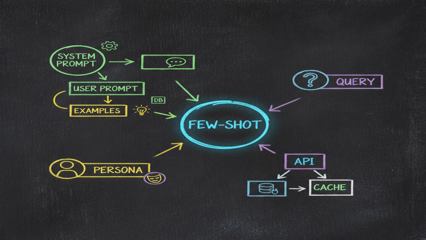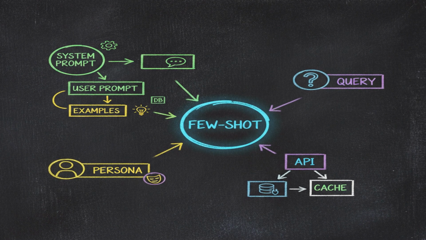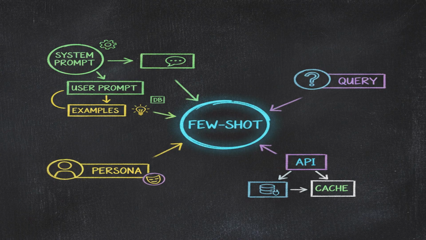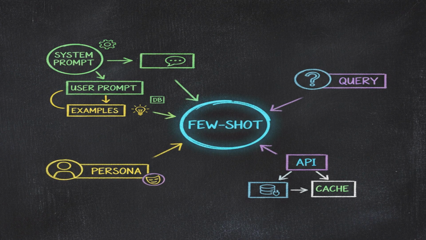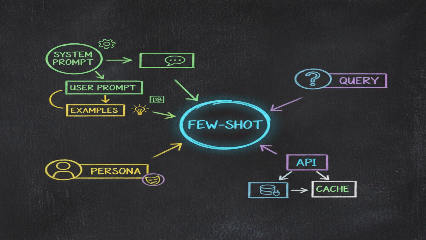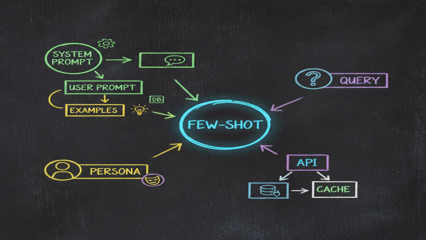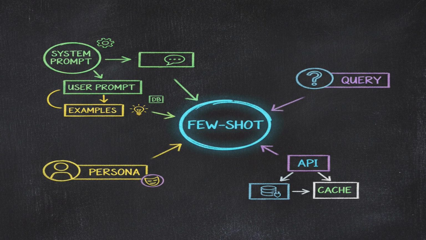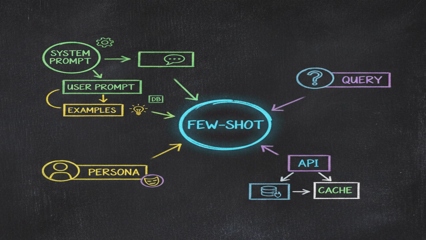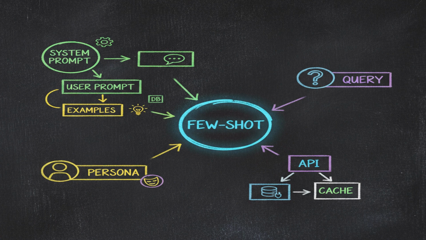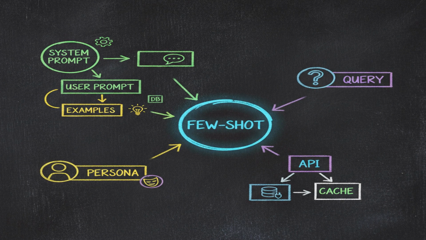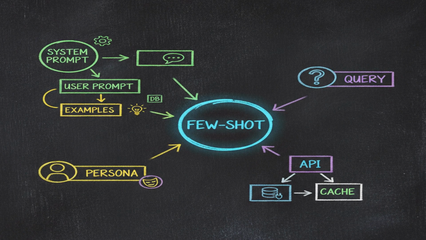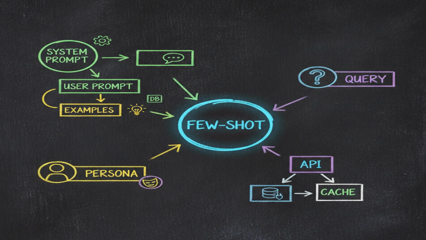Now that we've established the stakes, let's cover the core concepts. First, few-shot prompting provides the model with a handful of examples to guide its response. Think of it like showing a student a few solved problems before asking them to solve a new one. Then there's the crucial distinction between system prompts, which define the model's persona and constraints, and user prompts, which contain the specific query. Think of the system prompt as setting the scene, and the user prompt as the action within that scene.